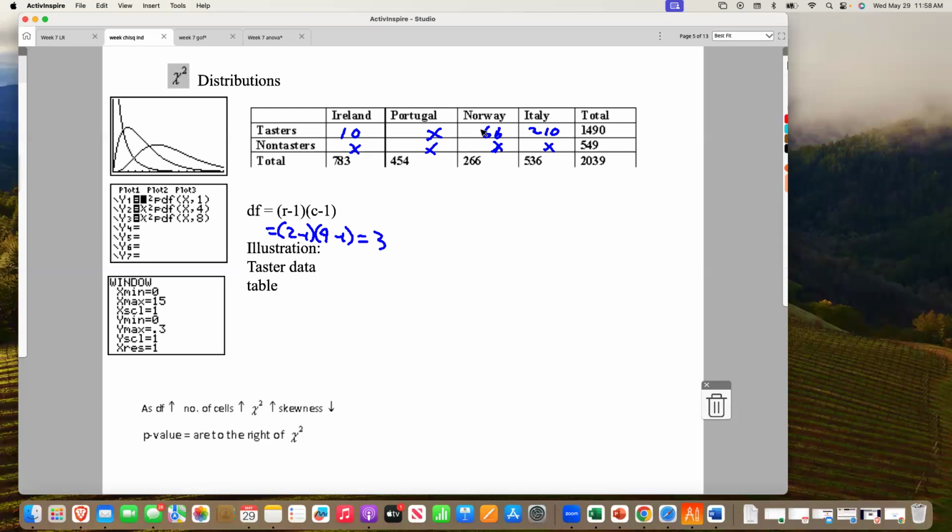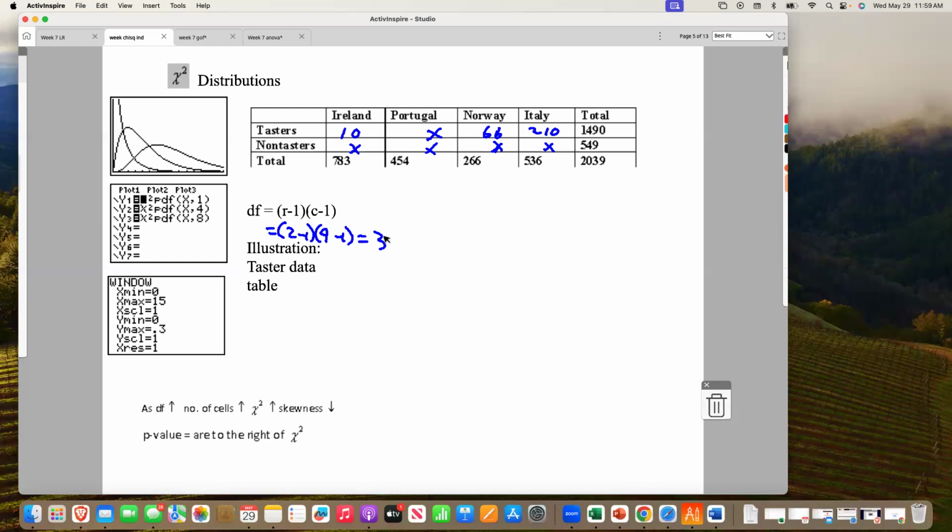And I could do the same if I pick two more of these cells anywhere, the corresponding one is going to be determined by that. Well, if these are already determined and these are already determined, and I know the row totals, then these two are going to be determined. So really, there's only going to be three cells. I don't care where I pick them out of the eight. But once I pick three, all the other ones are going to be determined.